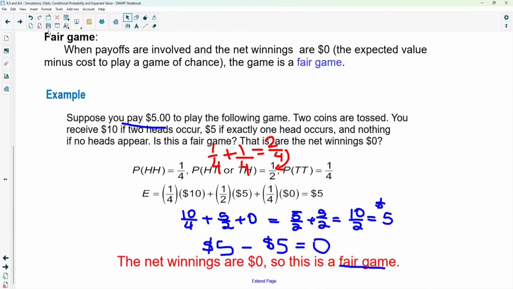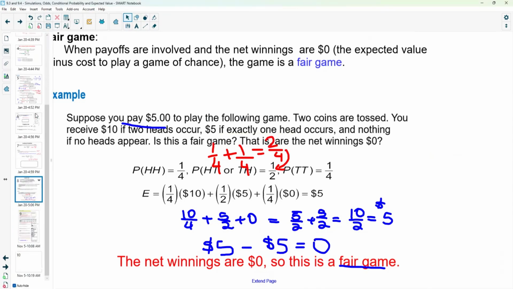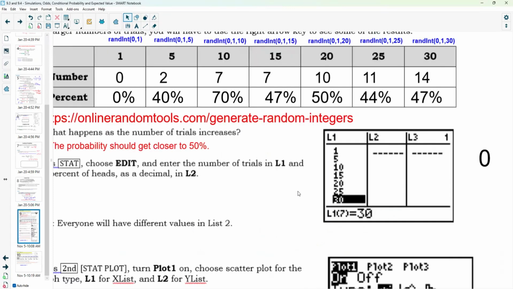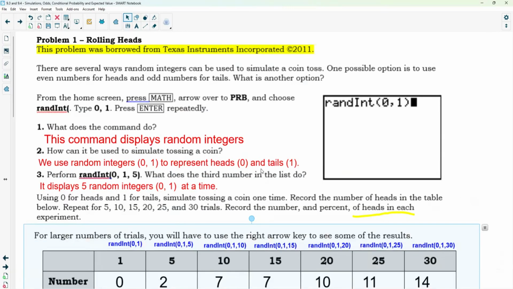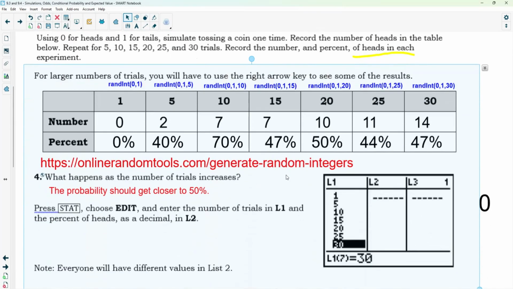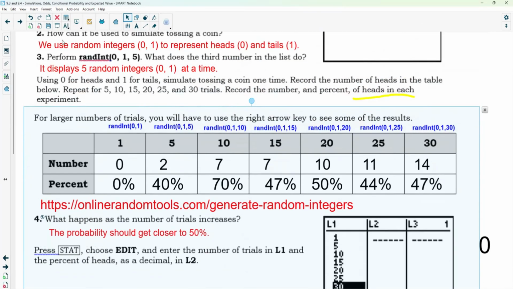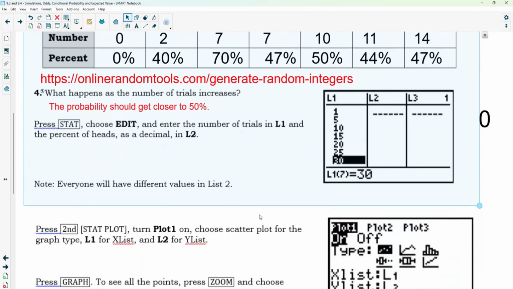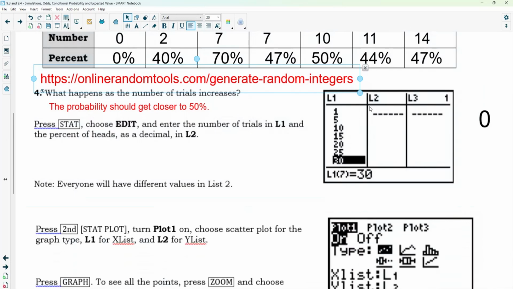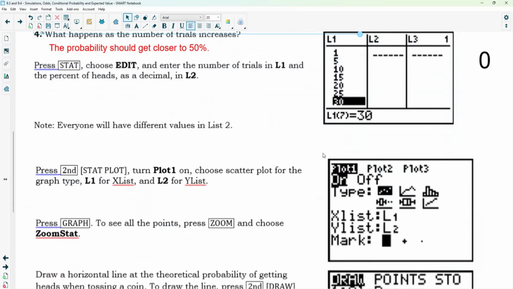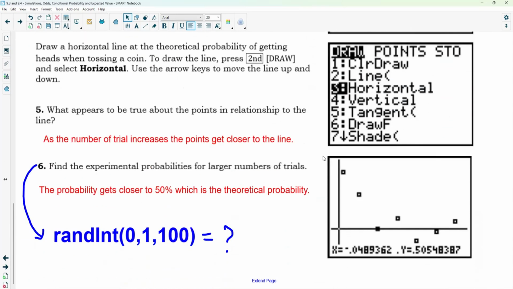Okay. Let me move on. Give me 1 second. And then the next one, basically, these are the activities that you have that are related to using a calculator with random integers. And I explain here how to use each one in that activity. You can also generate random integers using this website. So you're welcome to use that one too. If you don't have a graphing calculator, you can use that.